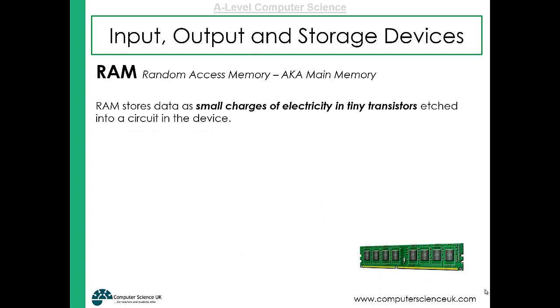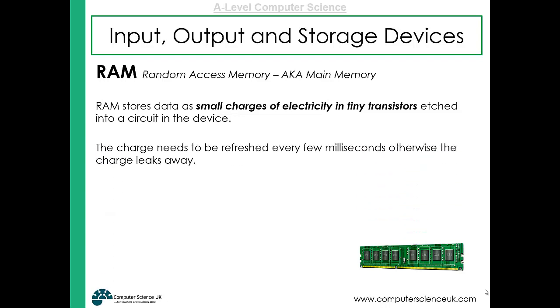So RAM stores data as small charges of electricity in tiny little transistors. And this charge needs to be refreshed every few milliseconds, otherwise the charge will leak away. For that reason, RAM is known as a volatile memory device. It loses data when there's no power. If it's going to store data, it needs that constant supply of electricity, that constant charge, so that the transistors can hold the electrical charge and therefore represent a 1, or if it has less charge, represent a 0.